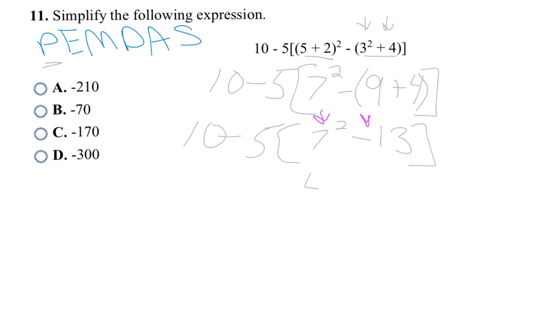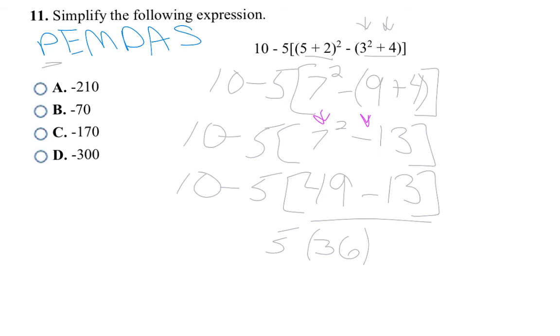7 squared is 7 times 7, which is 49. And then I still have that minus 13, and I'm once again going to copy down everything that's before and after that I still have to work with. And now the parenthesis just has subtraction in it. So I can go ahead and do 49 minus 13, which is going to be 36. And then once again, I'm going to copy down everything that's before and after it. I don't have any operations left inside of my parentheses, so it's just showing subtraction now.